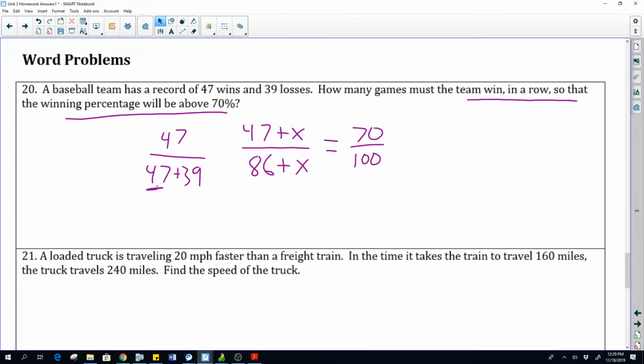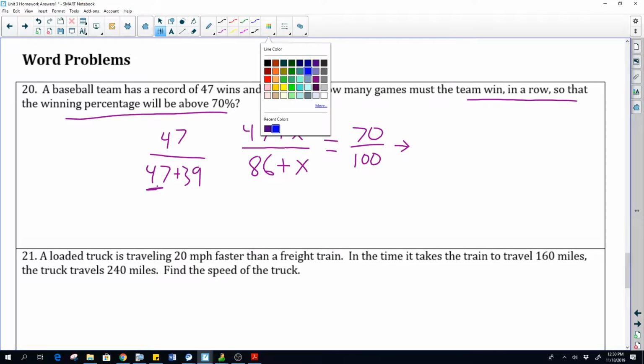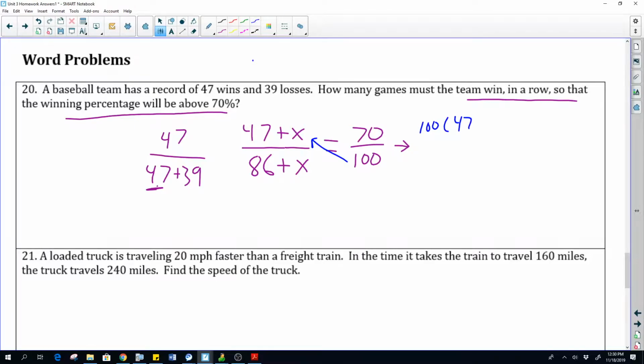Cool. So now we're going to go ahead and cross multiply that sucker. That was the hardest part of setting it up, right? So it's 47 plus so many more wins, and 86 plus so many more wins equals 70%, or 0.70. So we're going to multiply the 100 there. So 100 times 47 plus x is going to be equal to 70 times 86 plus x. Cool. So let's distribute that through.